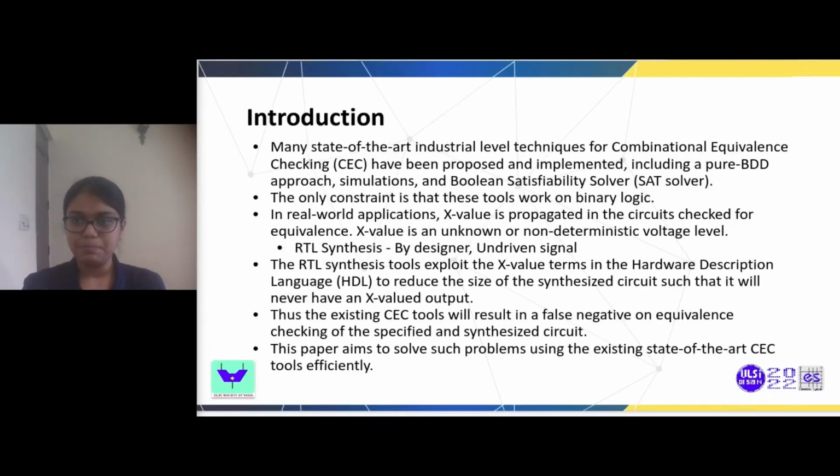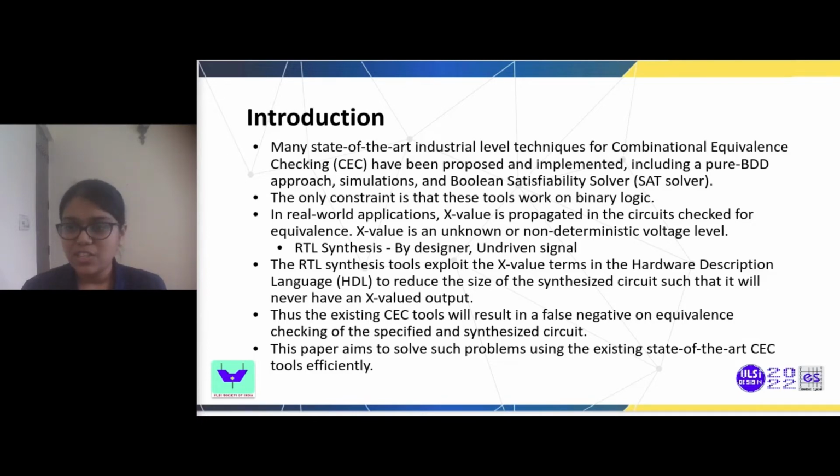Let us begin. Equivalence checking for combinational circuits has been an active research topic in the formal verification of digital circuits for several years now. Many state-of-the-art industry-level techniques for combinational equivalence checking have been proposed and implemented, including a pure binary decision diagram approach, simulations, and Boolean satisfiability solvers, that is, SAT solvers. The only constraint is that all these tools work on binary logic. The optimization techniques used in these solutions also exploit the Boolean nature of the logic netlist.